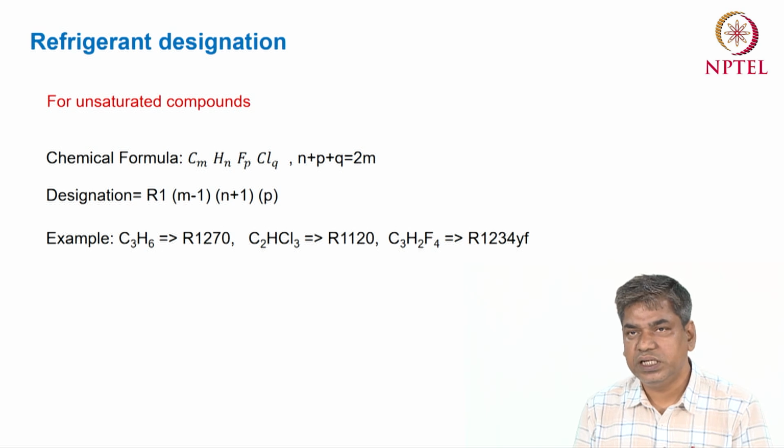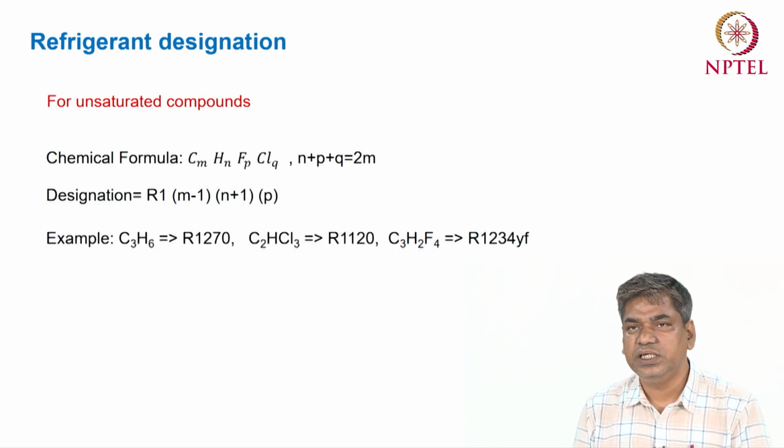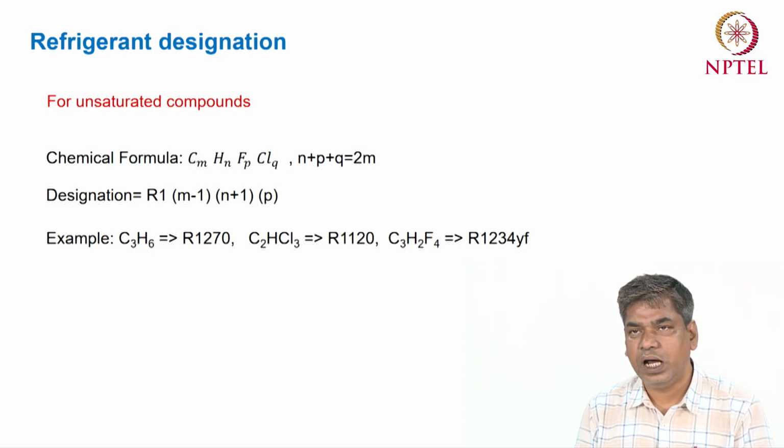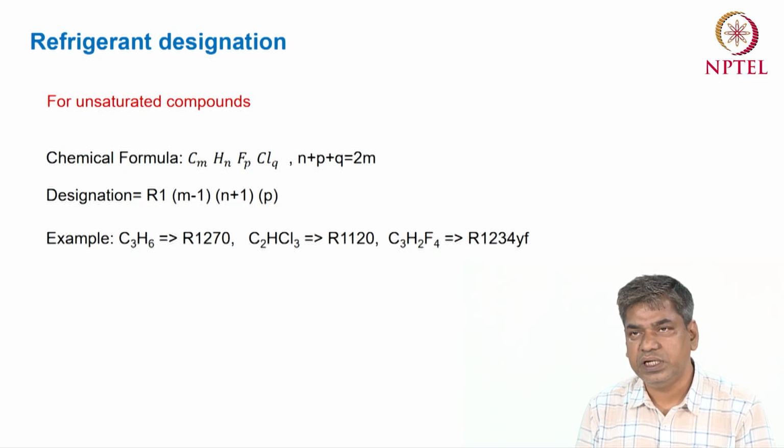Similarly, if you consider C2HCl3, for this case m is equal to 2, so that means 1, then 2 minus 1, this is 1, and H is 1, so that means 1 plus 1, this is 2, and p is equal to 0. So R1120, this is the designation of this refrigerant.